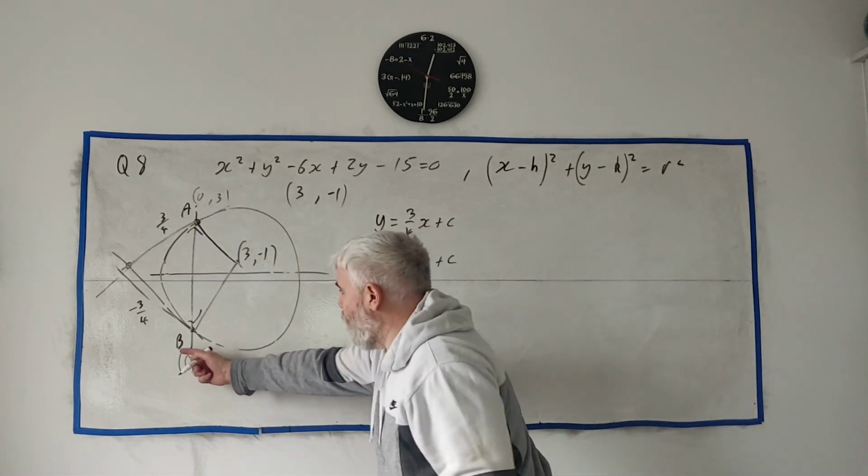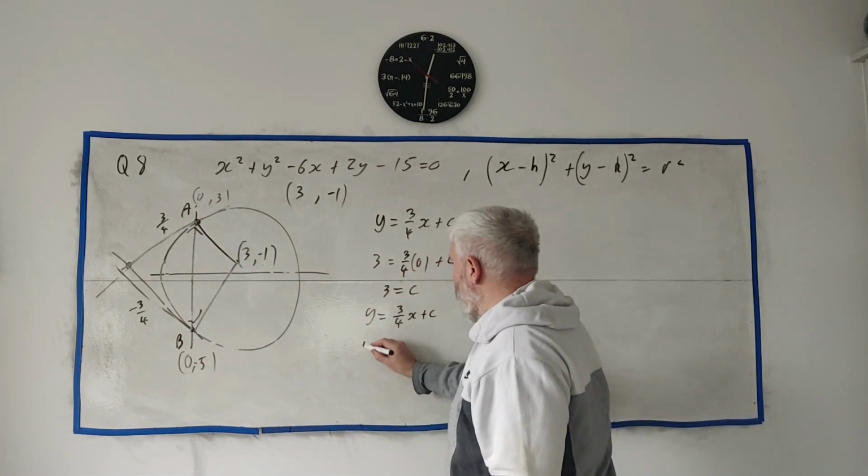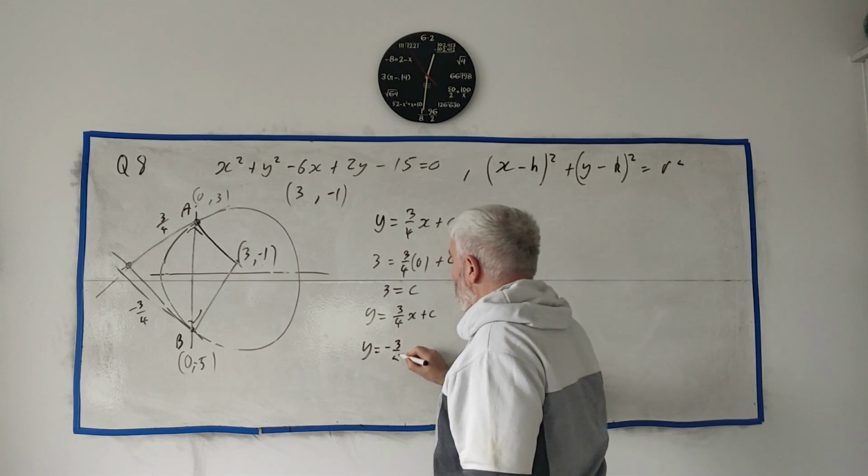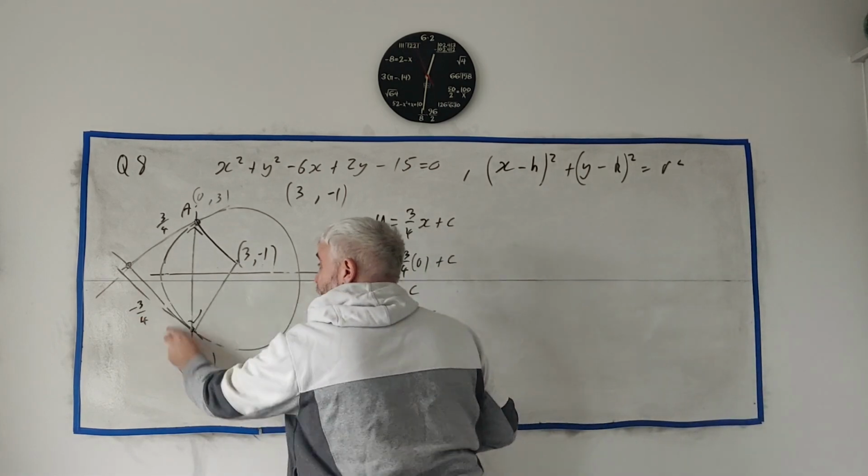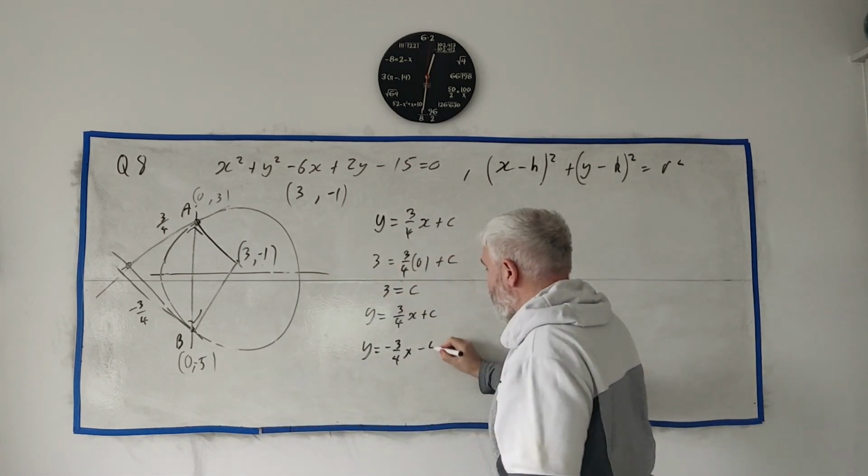So I can actually do this one straight away. This one is y equals minus 3 over 4 x, that's the slope, and the y-intercept is minus 5.